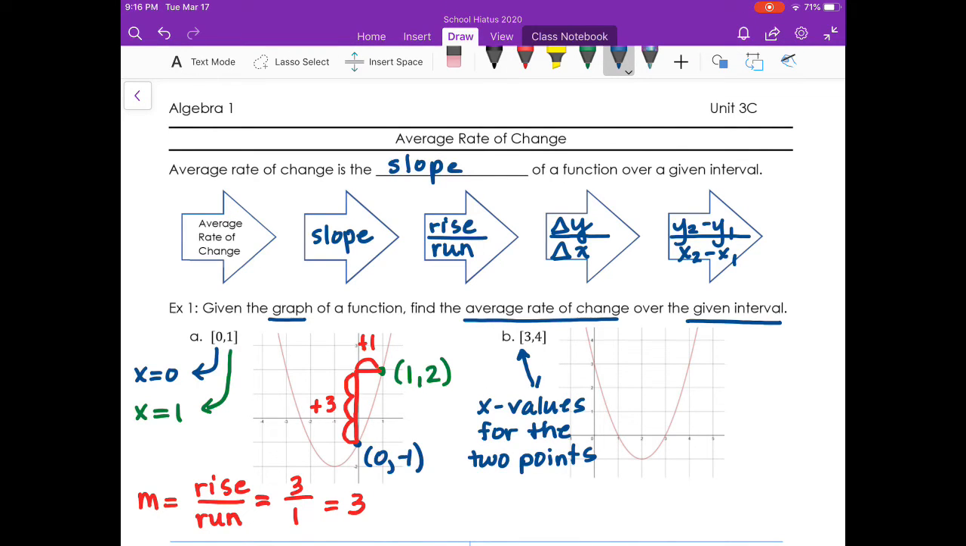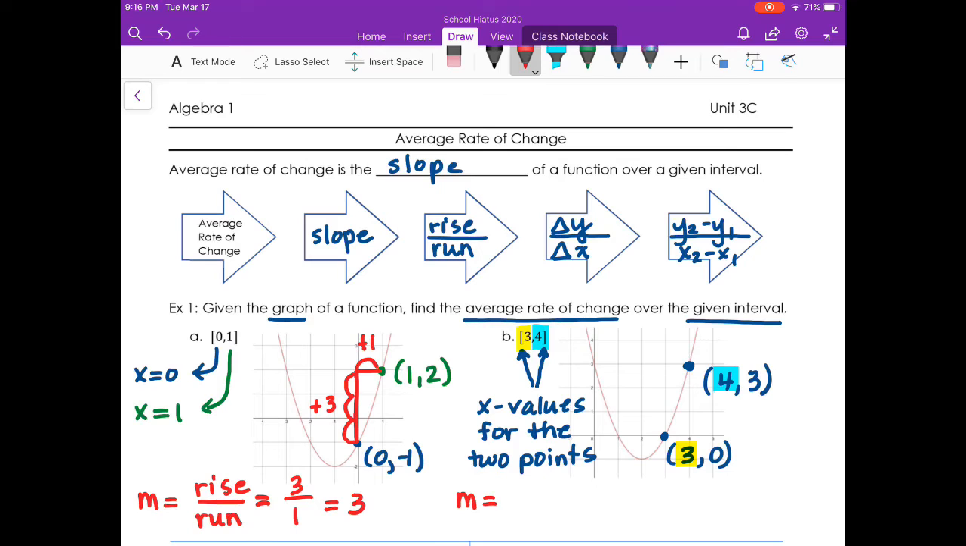In the next example, the x values given in the interval are 3 and 4. First, we'll locate the point on the graph where the x-coordinate is 3, (3, 0). Then we'll locate the point on the graph where the x-coordinate is 4, (4, 3).